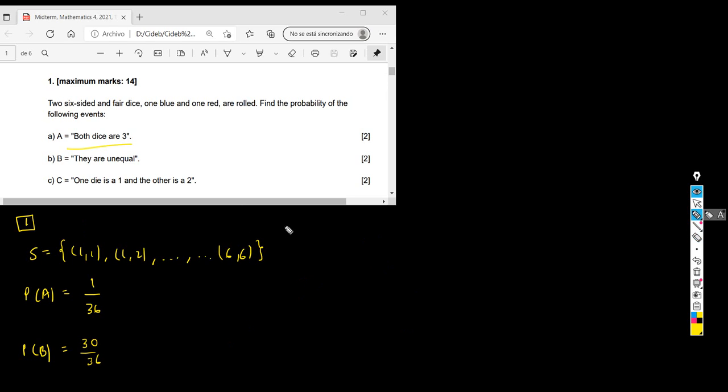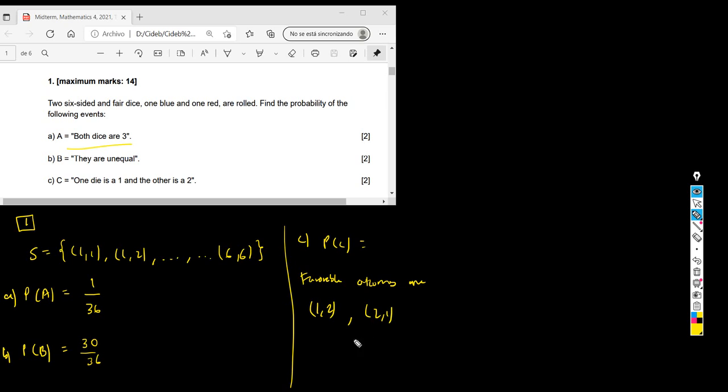Okay. Next, C. What is the probability that one die is a 1 and the other is a 2? Okay, then I can just write that the favorable outcomes are 1,2 and 2,1. That's it. I have only two favorable outcomes to this event, in which one die is a 1 and the other is a 2. You see? So it's 2 over 36. Done.